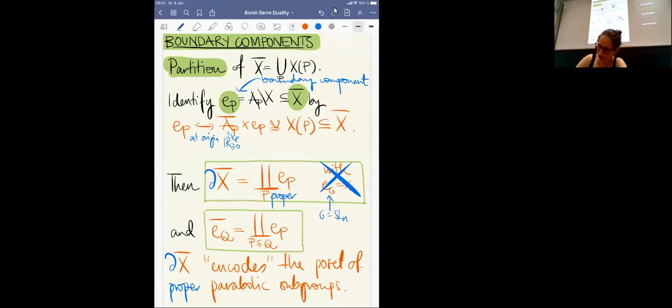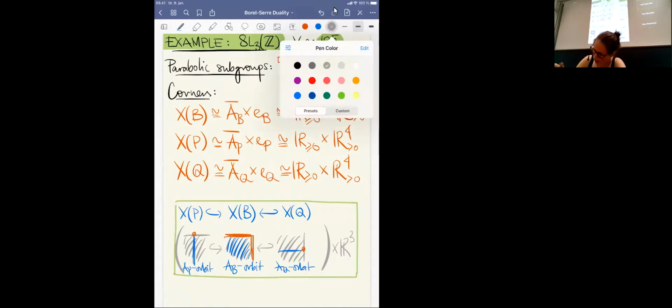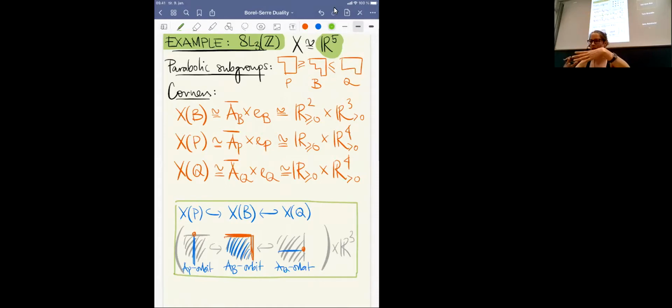So let's return to this SL3 example and see if we can identify these boundary components in this case. So e_B, first of all, I identify as a subspace of the partial compactification by including it at the origin in this A_B bar. So this is just identifying e_B as this corner point across this factor. e_P is identified by including it at this origin. So here I get all of this. This is e_P. By embedding it, this is identified over here. And e_Q is this part here.